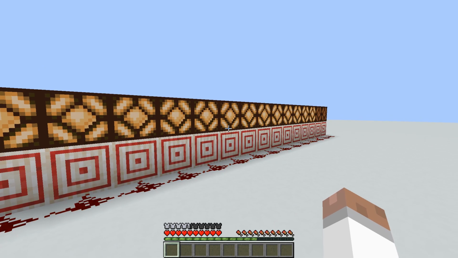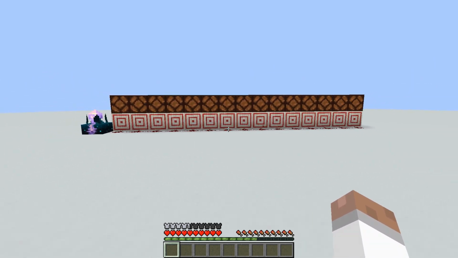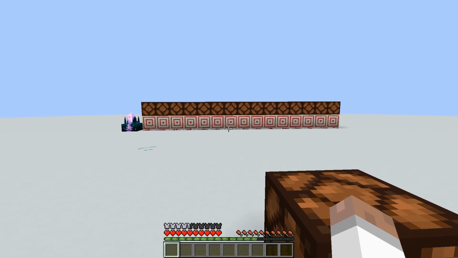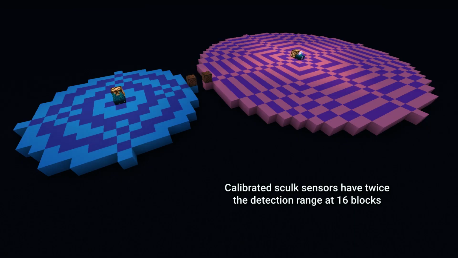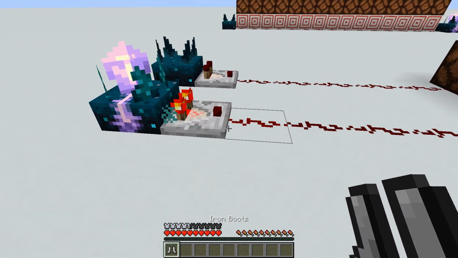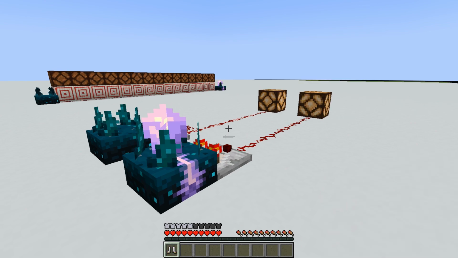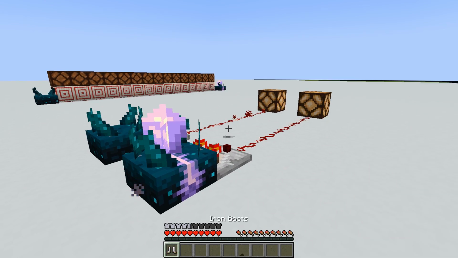The vibration detection range of the calibrated Sculk sensor is 16 blocks, which is twice that of the Sculk sensor at 8 blocks. They have a cooldown of 1 second instead of 2 seconds, meaning they can detect vibrations more frequently and output a redstone signal more frequently.